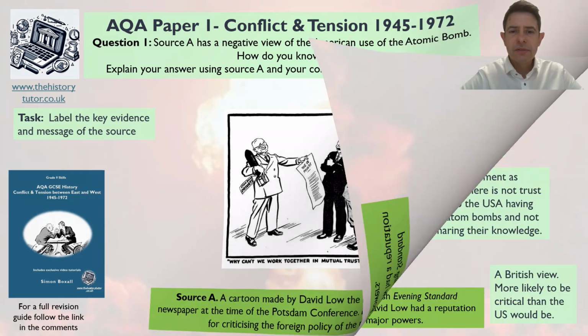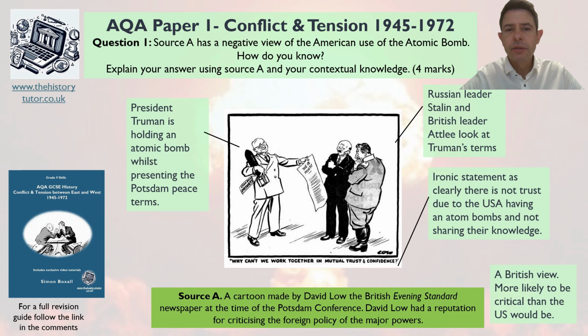So here's what I've got. So clearly we've got President Truman holding the atomic bomb while presenting the Potsdam peace terms. The Russian leader, Stalin, and British leader Attlee are looking at the terms. There's an ironic statement at the bottom. Clearly this is not trusting, obviously, because the USA have an atomic bomb in their hand and they're not showing the knowledge of it. So now clearly they can't work together.